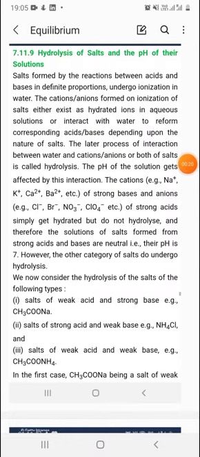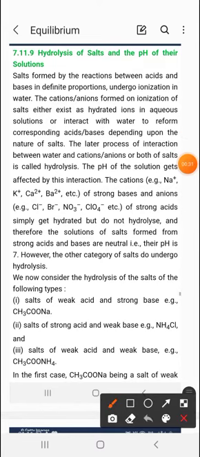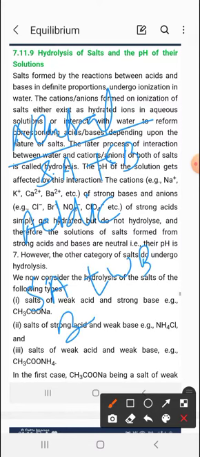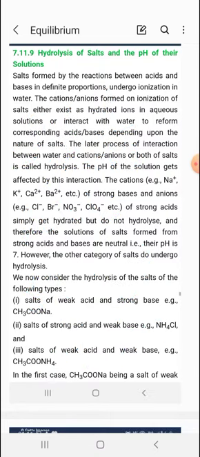Let us consider some salts which consist of a weak acid or a weak base, or a strong acid or a strong base. Depending upon the nature of the acid, whether it is strong or weak, we basically classify salts into three categories. One is the neutral salt, which is made up of strong acid plus strong base. The second is the acidic salt, made up of strong acid and weak base, and the basic salt, made up of strong base plus weak acid. So three types of salt are there.